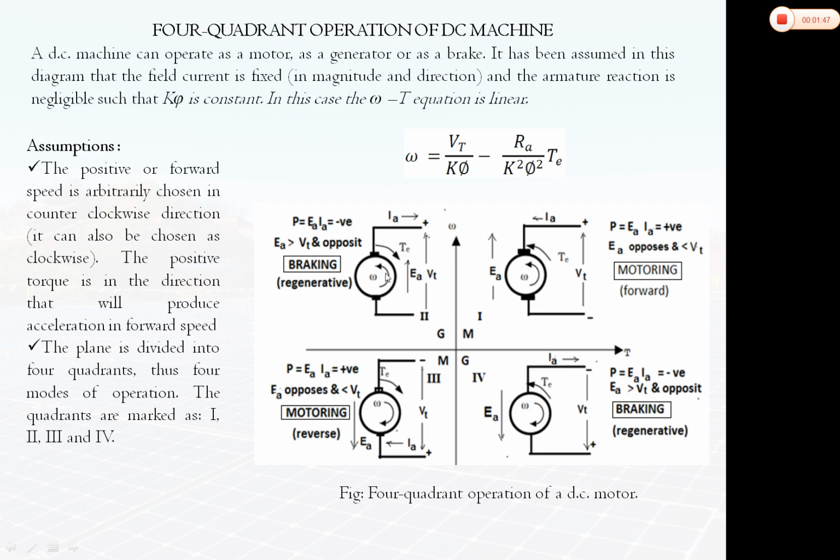Now in the second quadrant you can see the torque is negative but the speed is positive. So power is negative. That means this motor is working like a generator, and that we call regenerative braking. The motor is acting like a generator and supplying electric power to the source. That means armature current is going back to the supply. Here the back EMF is greater than the armature voltage. Whenever back EMF is greater than armature voltage, this machine will work as a generator, and that mode we call regenerative braking.